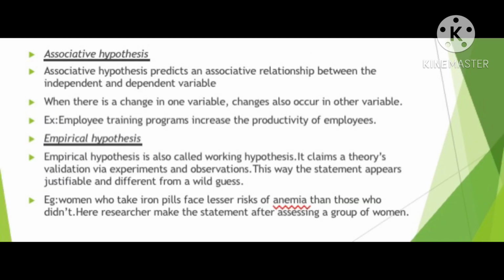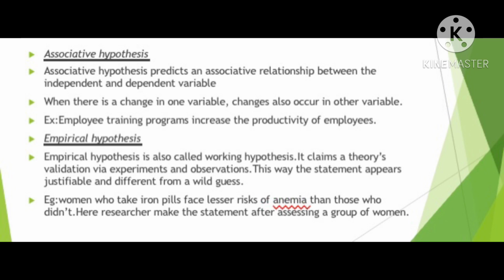Next one is associative hypothesis. Associative hypothesis predicts an associative relationship between the independent and dependent variable. Here there are two variables, one is independent and one is dependent. In an associative hypothesis, we are explaining an association between these two. For example, when there is a change in one variable, changes also occur in the other variable.